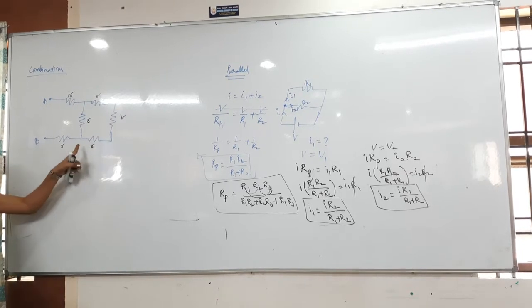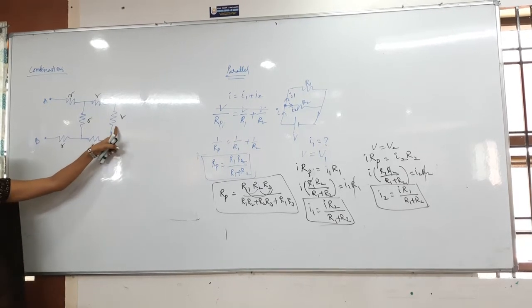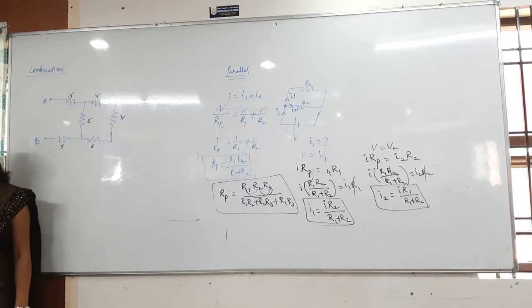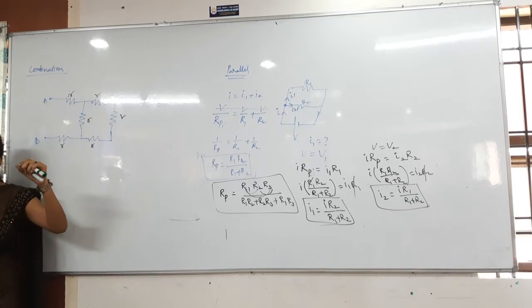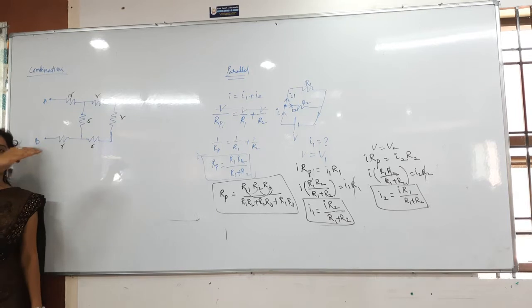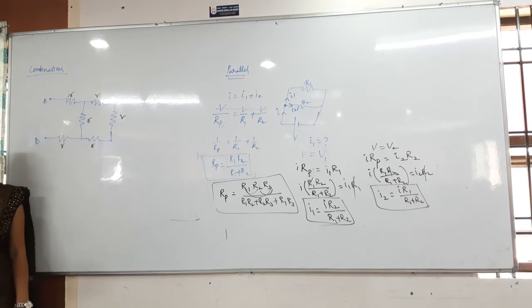Whenever you see one resistor is connected after the other, so that which combination this is? Series combination. Identification is important. Two are connected together means which combination? Parallel combination. They are connecting one after the other. You don't worry about the shape and all.